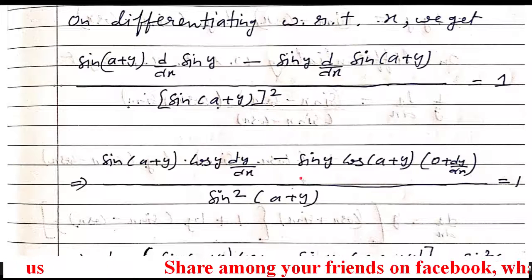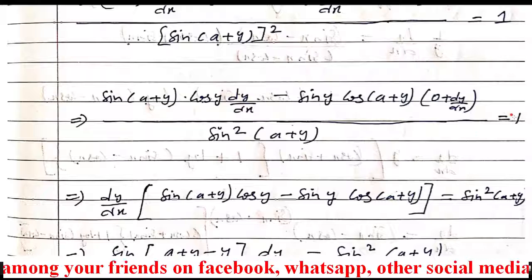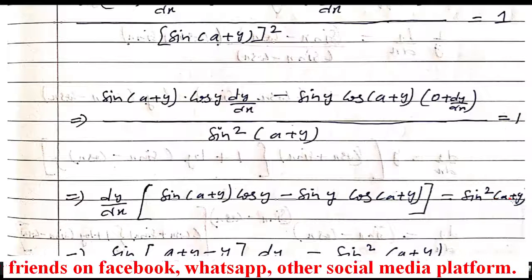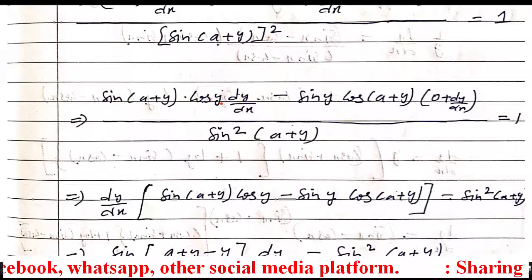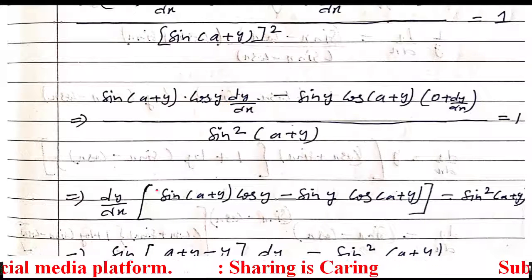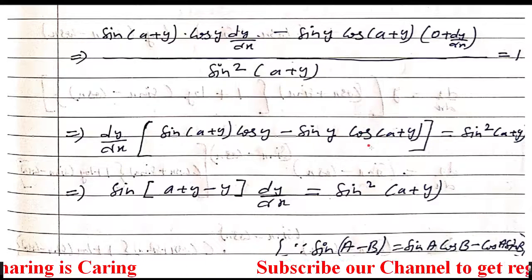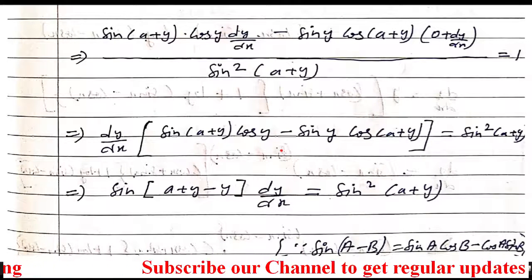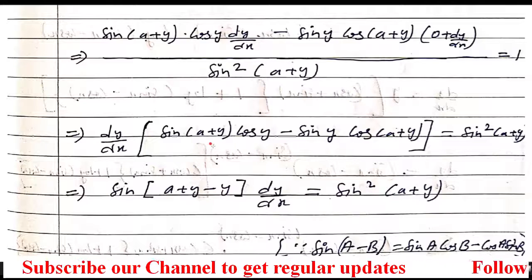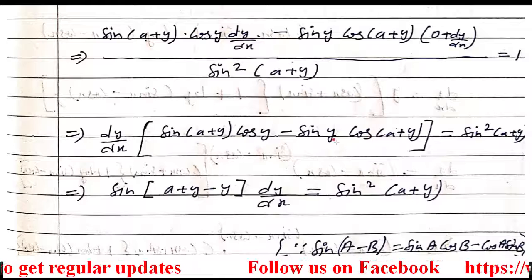Then denominator square. Now we'll shift this denominator square to this side, so it will multiply by 1 and become sine square (a plus y) on the right hand side. And from the left hand side we want dy over dx, so we'll separate dy over dx, and the remaining terms in the bracket. Now whatever arrived in the bracket, we'll observe it carefully and we'll find that it is in the form of sin a cos b, then cos a sin b.